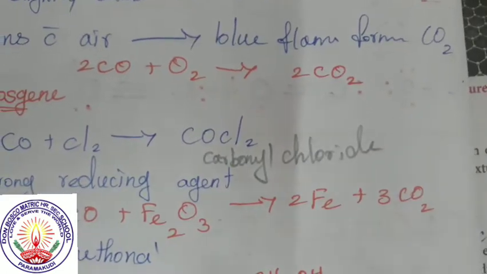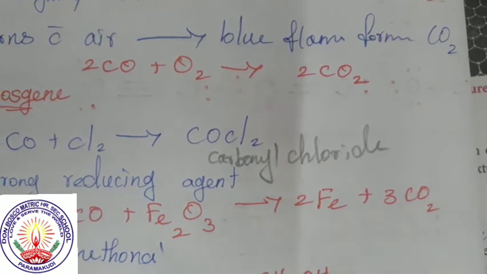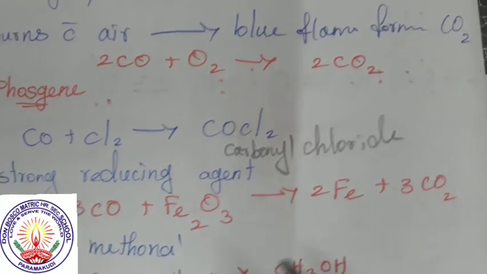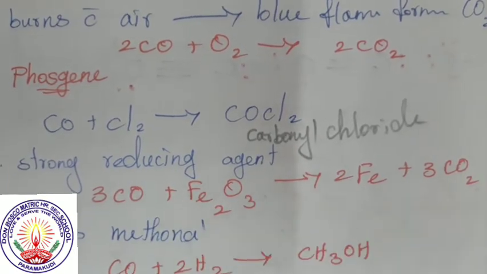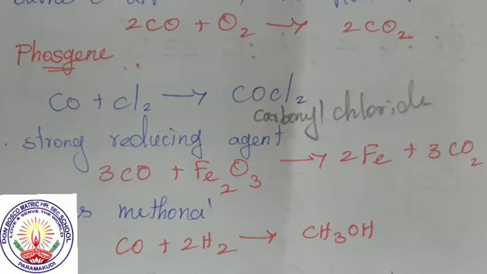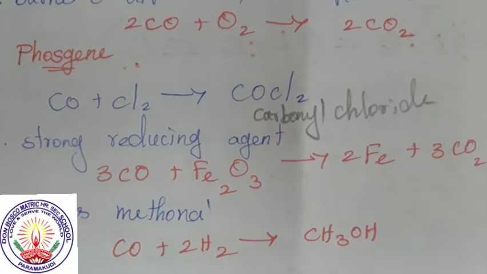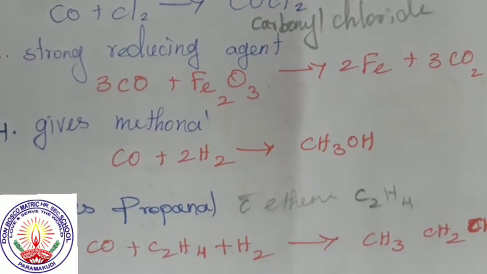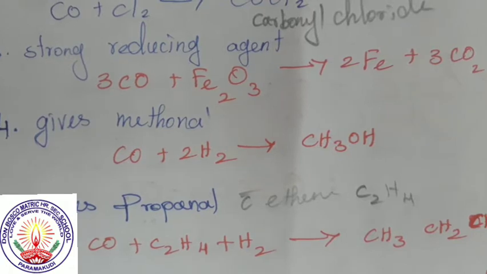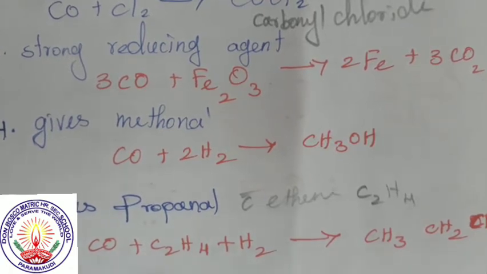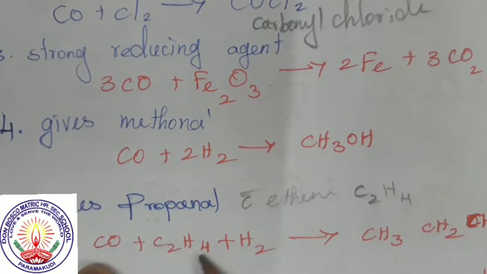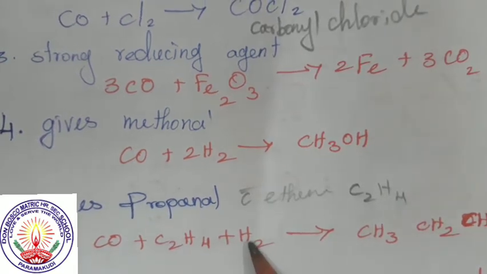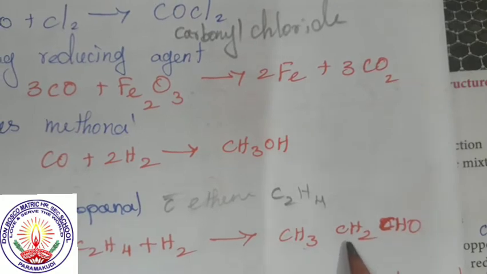This we see in the metallurgy lesson. That is, in Ellingham's diagram we can see that to separate this iron from its oxides, we use carbon monoxide as a reducing agent. Its fifth property is it gives propanol. So when this is treated with ethene, we are getting propanol. So here you see carbon monoxide is treated with ethene with H2. We are getting CH3, CH2, CHO.